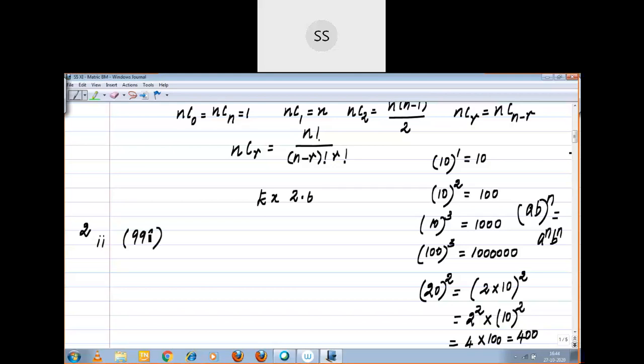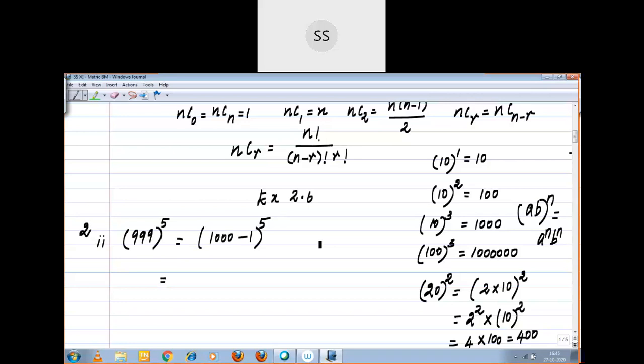2.6. Question number 2, second subdivision. 999 the whole power 5. It is a monomial. If it is a binomial only, we can apply the formula. How we are going to change it into a binomial? Now you see (1000 minus 1) the whole power 5. Right? You may ask, Miss, why can't we write 990 plus 9? That is also possible. But as per the multiplication purpose, we wrote 1000 minus 1.